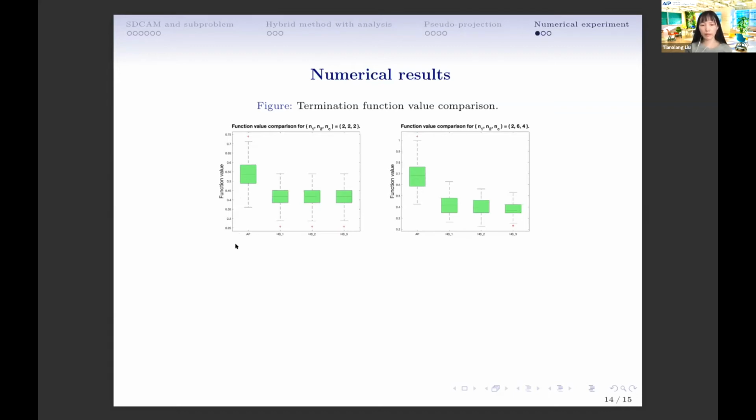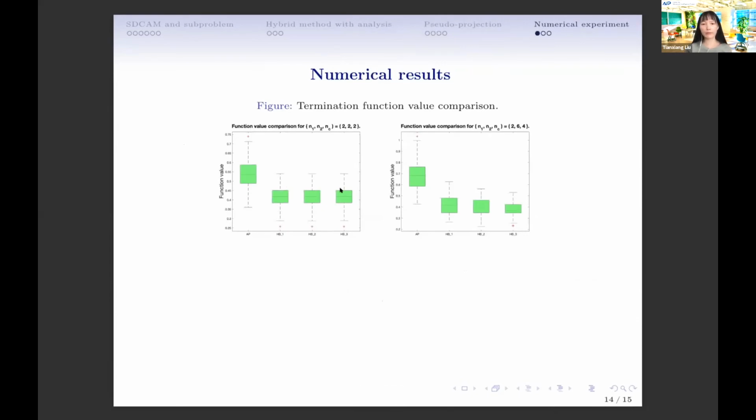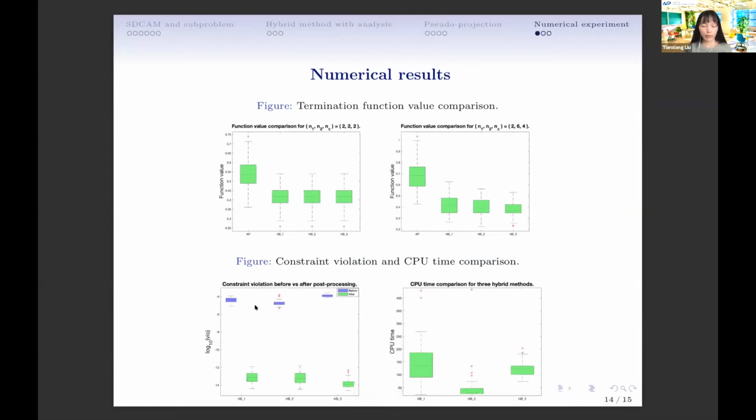And this AP means that we solve this problem by alternating pseudo projection. In the beginning, we don't do SDCM to get an approximate solution. So as you can see, indeed we need to get an approximate solution by SDCM, and thus we can get a better result. And we also show the constraint violation before and after post-processing. So for hybrid method 1, this is before post-processing, and after is similar. That shows the necessity of post-processing, because after post-processing we indeed get a solution which has better feasibility.